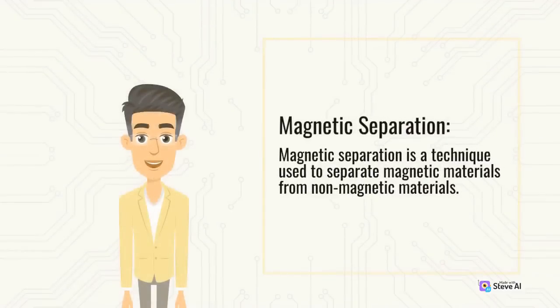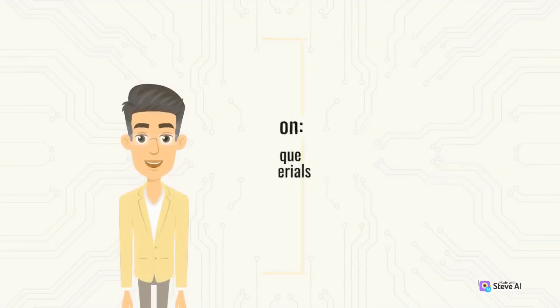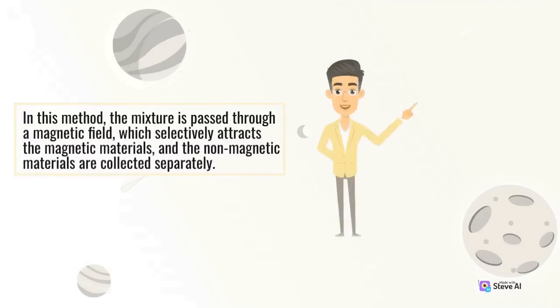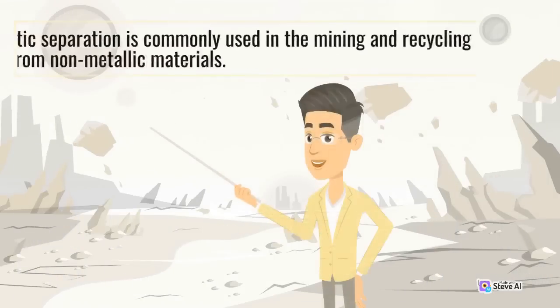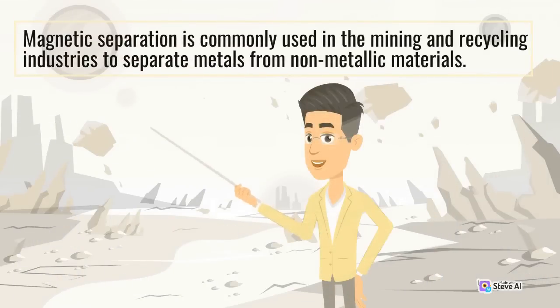Magnetic separation. Magnetic separation is a technique used to separate magnetic materials from non-magnetic materials. In this method, the mixture is passed through a magnetic field, which selectively attracts the magnetic materials, and the non-magnetic materials are collected separately. Magnetic separation is commonly used in the mining and recycling industries to separate metals from non-metallic materials.